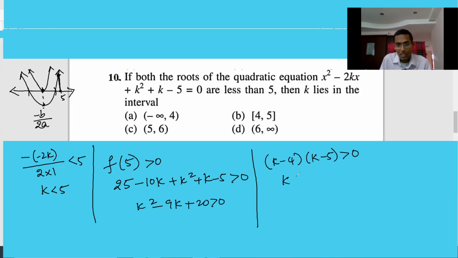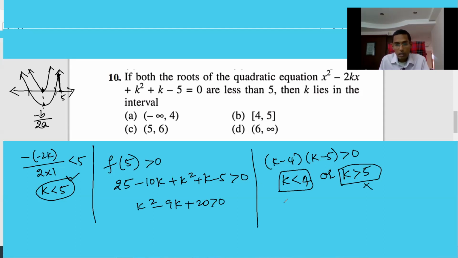That means k less than 4, does not lie between the roots. What are the roots? 4 and 5. K less than 4 or k greater than 5. But this is not possible because already here k less than 5, k must be less than 5. So this is not possible. Therefore, this k less than 4, k less than 5. So intersection is k less than 4. So therefore, answer is k less than 4. This answer is correct. So this is the first question. Okay, now let's go to next question.